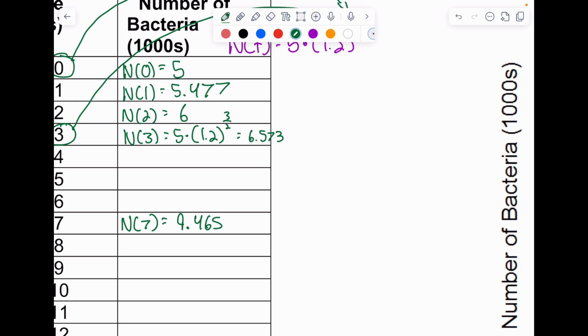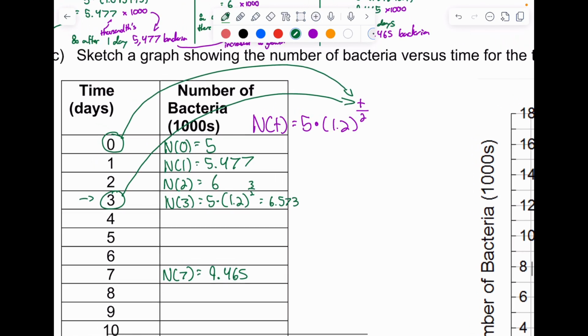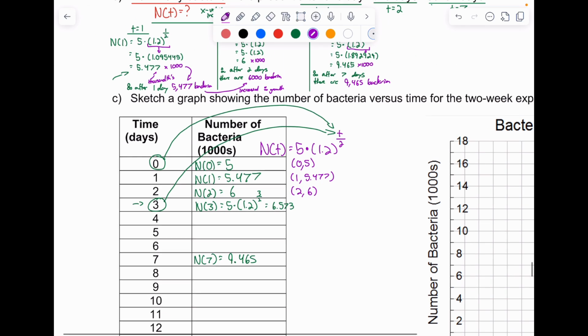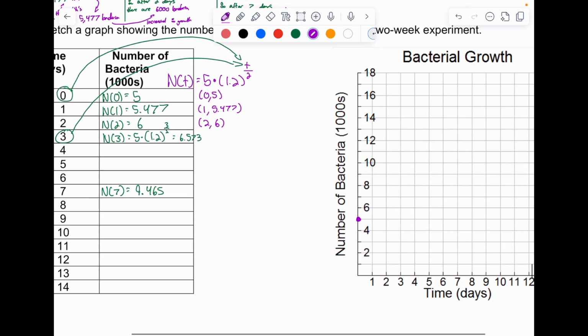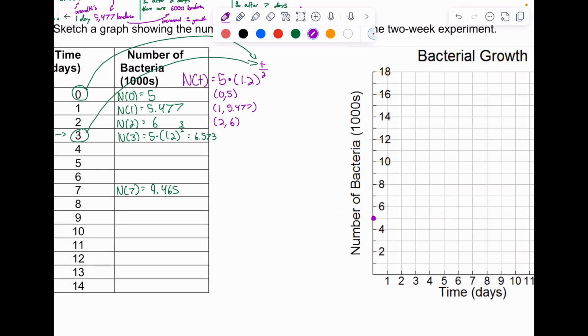6.573. Just to be clear, what you are finding, these are x and y coordinates, right? Like these are ordered pairs. So at 0, you're plotting the coordinate 5. At 1, you're plotting the coordinate 5.477. At 2, you're going to be plotting 6. So if we just start putting those first couple in, at 0, you're at 5. You're right here. At 1, you are at 5.477.